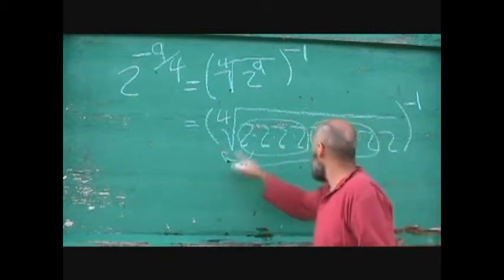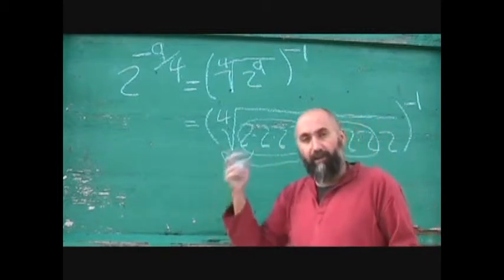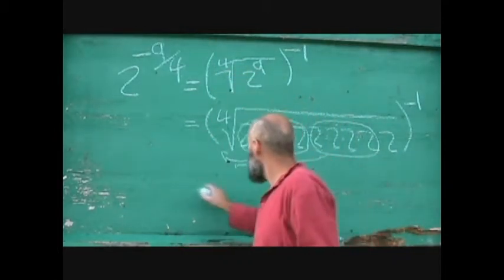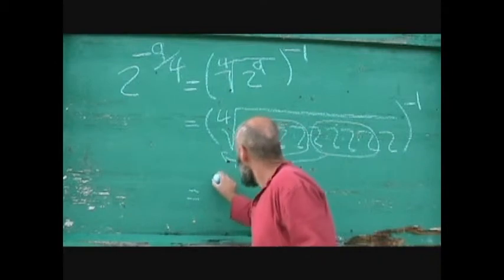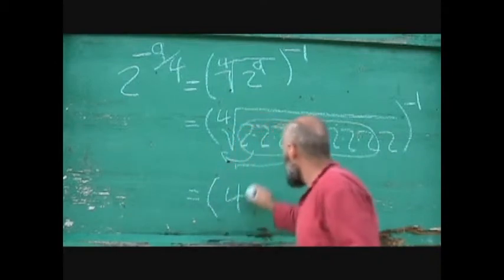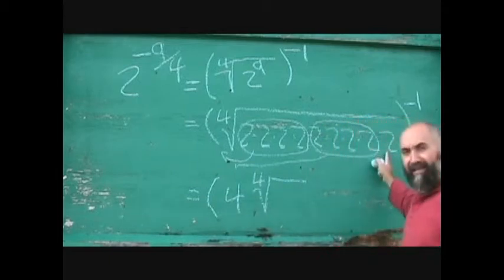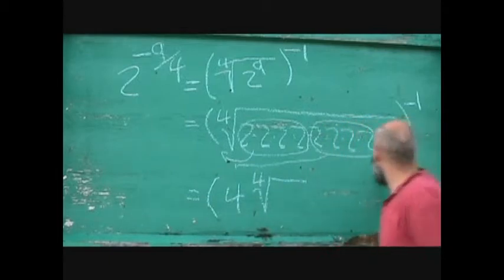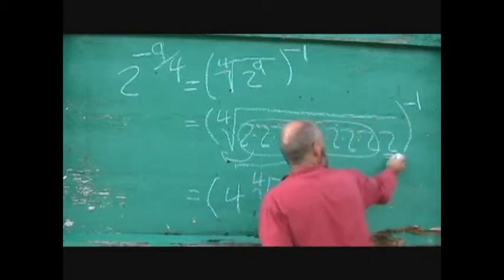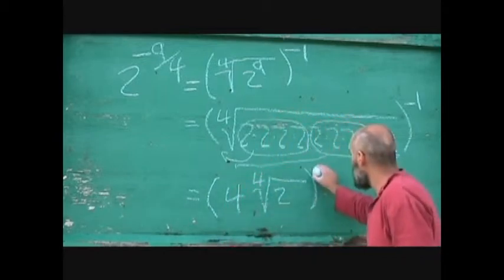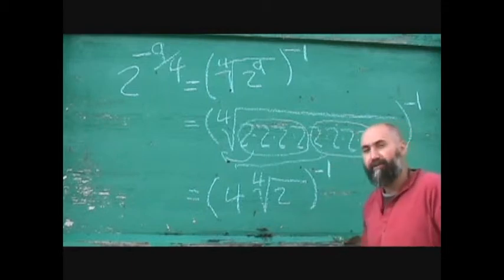These 4 guys can come out of the same boundary as a single 2. So you got 2 coming out and another 2 coming out. When they come out, they multiply each other. So 2 times 2 is 4. So this will be 4 times the 4th root of, what do you got left in here? You got just one 2 left in here, right? So you put a 2 there to the power of negative 1.